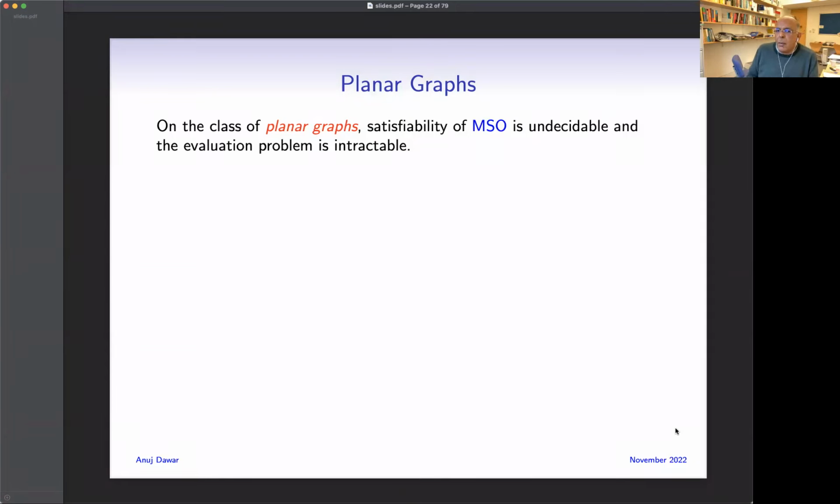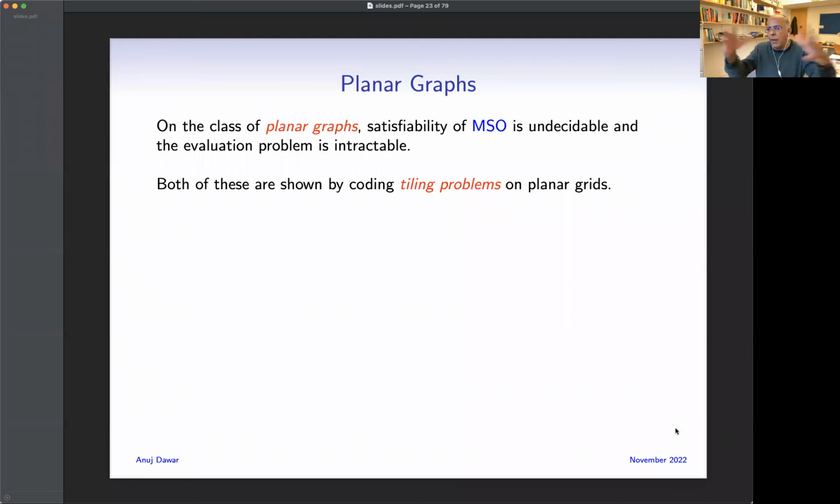But from my point of view, what's interesting is that you can show both of these things, the intractability of the evaluation problem, the undecidability of the satisfiability problem, by coding tiling problems on planar grids. What do I mean by this? So the classic undecidable problem is, I give you a set of tiles. Can you find a large enough finite tiling system which satisfies certain constraints on the tiles? Local constraints of which tiles can sit next to each other. And a classic NP-complete problem is, I give you a fixed finite size and a set of tiles, and can you tile a grid of this size?